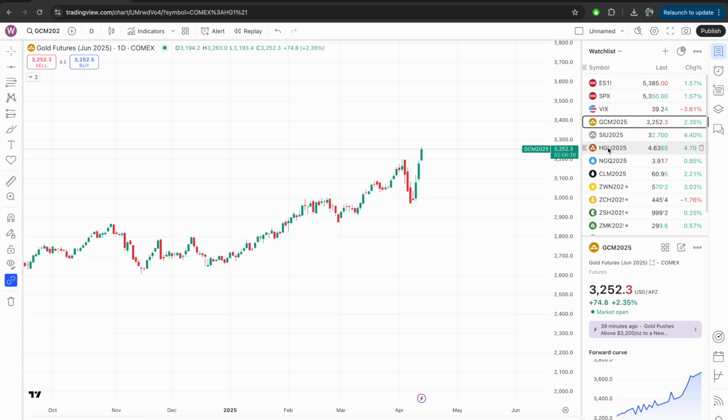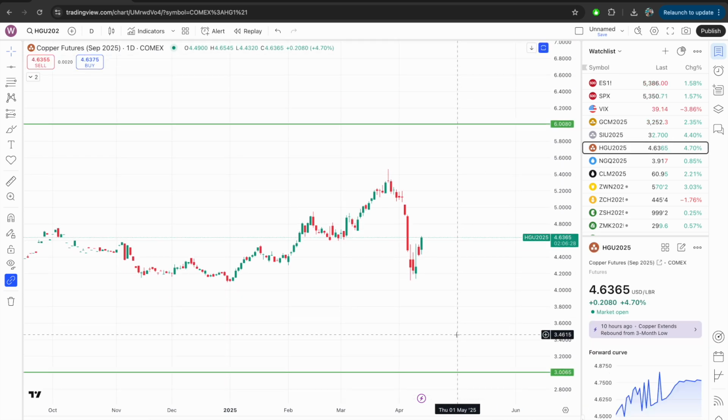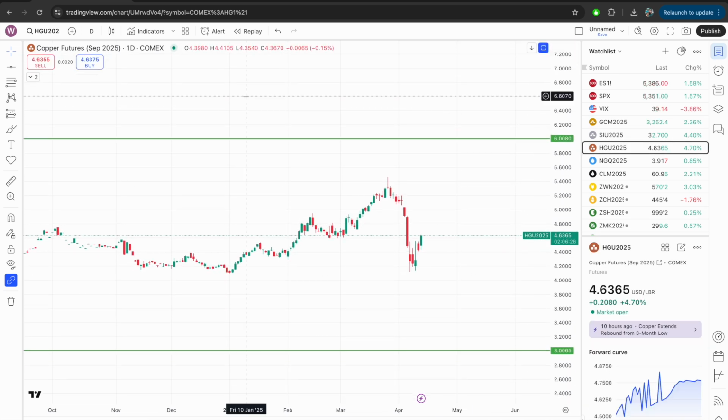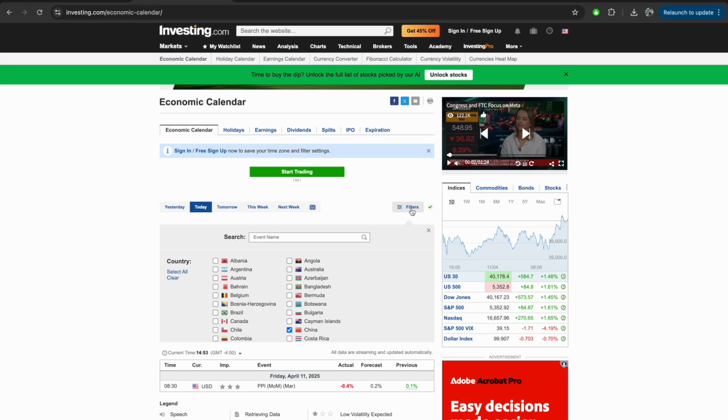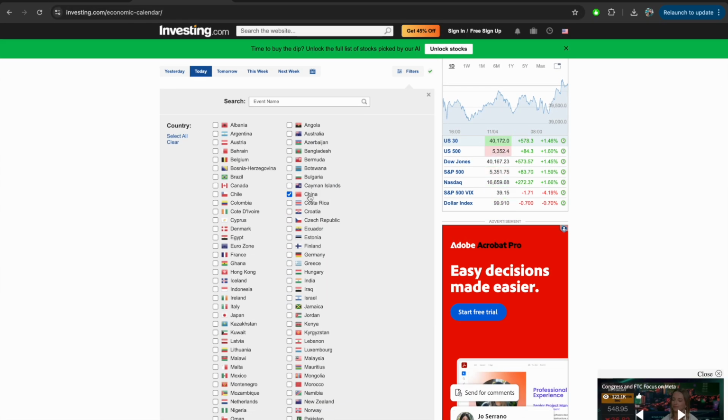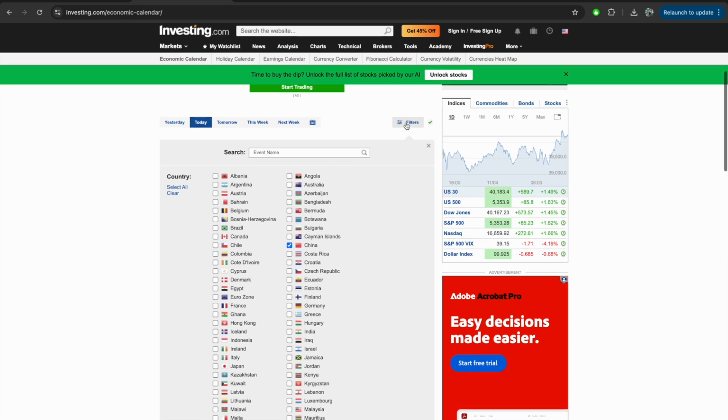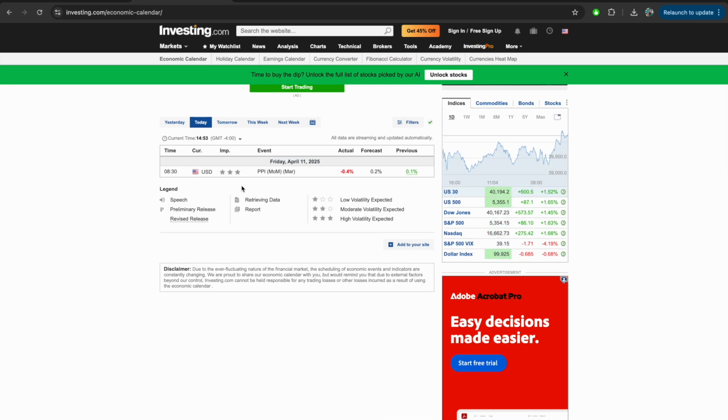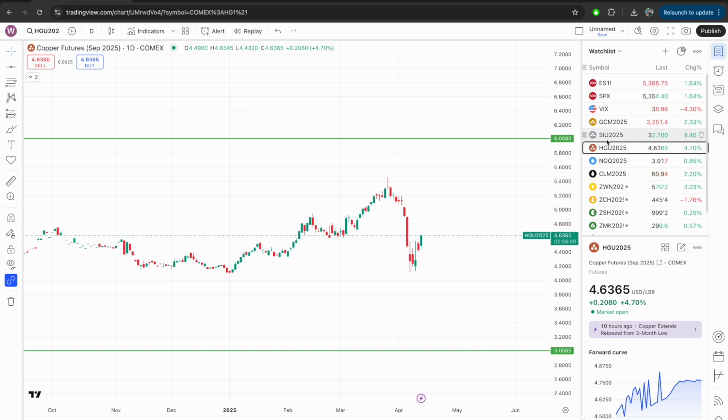Now, copper is mostly affected by the Chinese government. So what I did is I just went to the filter here and added China under the filter. Sometimes the copper might react or not react to the Chinese news, but generally speaking, gold, silver, and copper don't really have any specific reports that they are affected by.